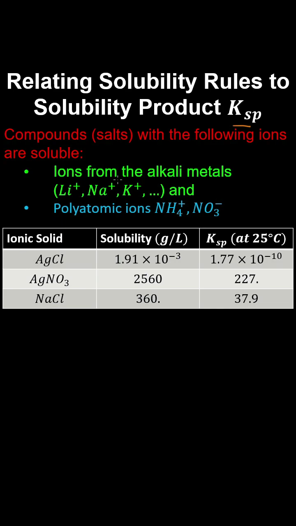So as we can see, according to rule 1, salts with ions from the alkali metals are soluble in water, and that's indicated by this compound here. And the solubility is typically given in grams per litre, which we can convert to the solubility product to get a comparison with insoluble salts. So we can see that from the second rule, salts with the following polyatomic ions are also soluble. So here we have silver nitrate, which dissolves in a 1-to-1 ratio of silver and nitrate ions. And we can see it also has a solubility product greater than 1, whereas the solubility product for slightly soluble salts is a lot less than 1.